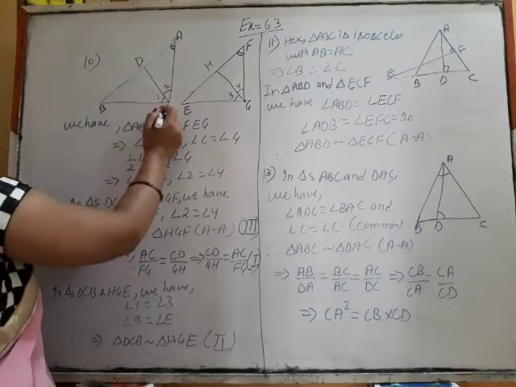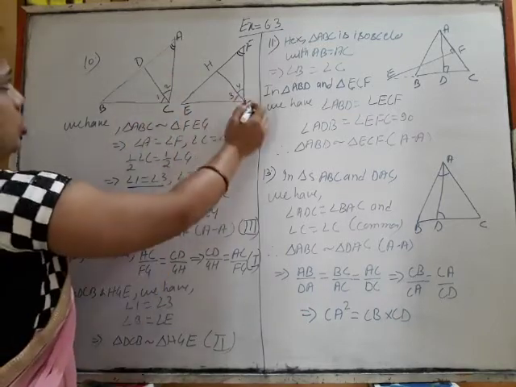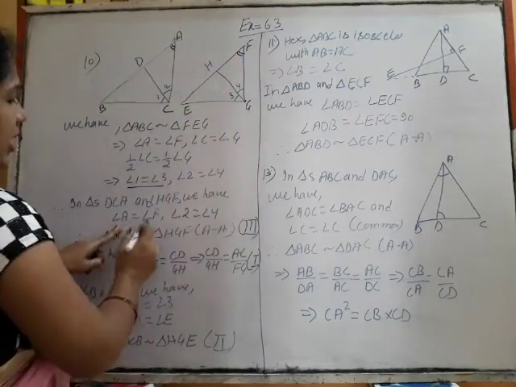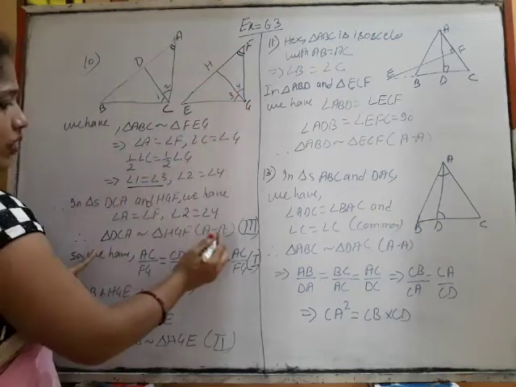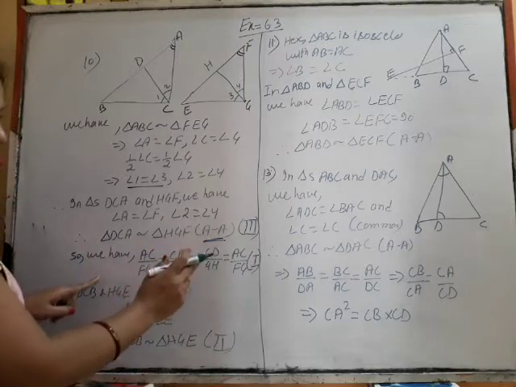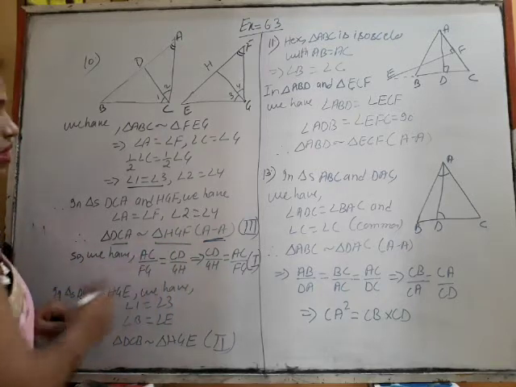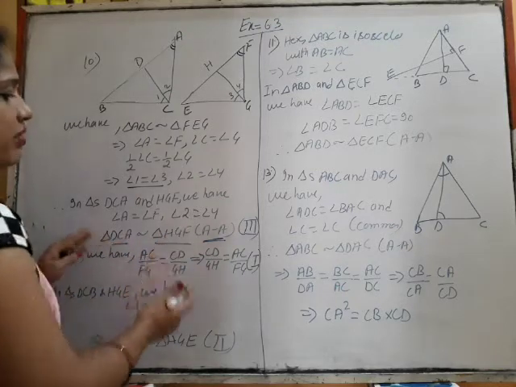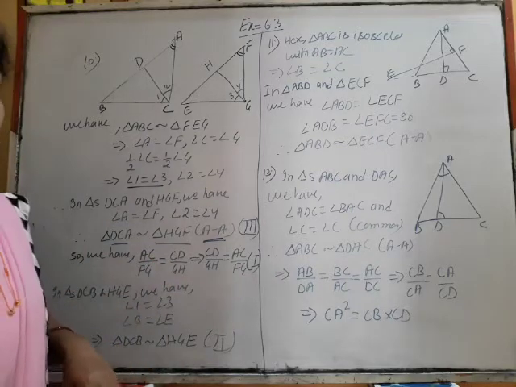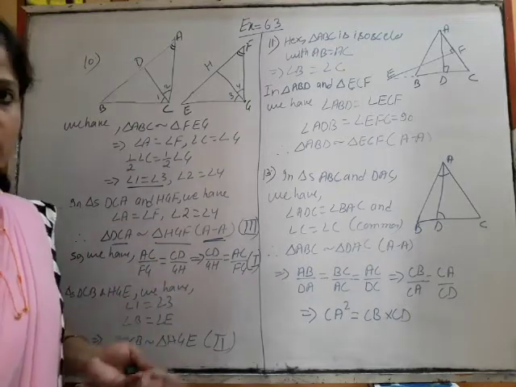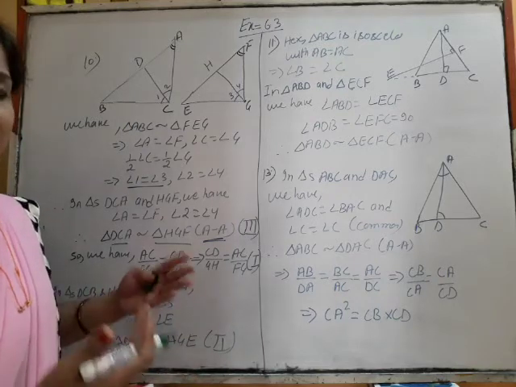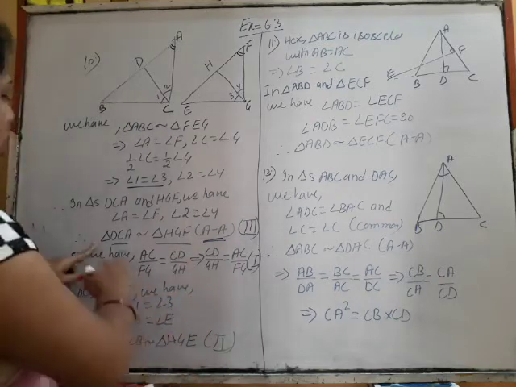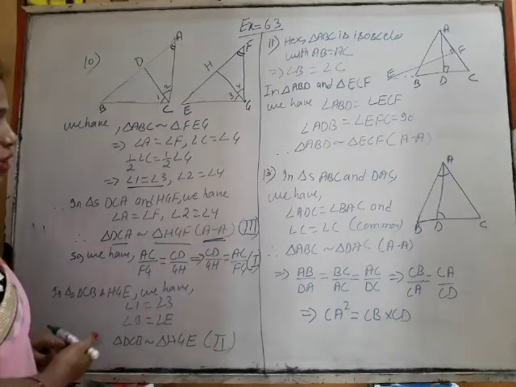Now in triangles DCA and HGF, we have angle A and angle F equal, and angle 2 and angle 4 equal. So by angle similarity criteria, DCA becomes similar to HGF. This is the third part we need to show, but either way we have to show it. So this triangle becomes similar to this triangle.